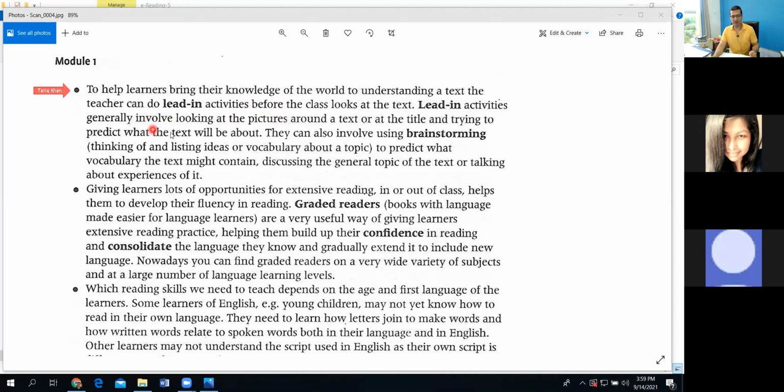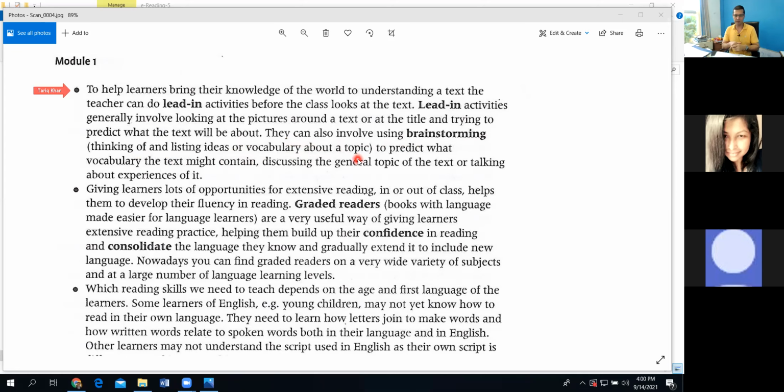Lead-in activities generally involve looking at the picture around a text or at the title and trying to predict what the text will be about. They can also involve using brainstorming. Brainstorming means thinking about and listing ideas or vocabulary about a topic. Brainstorming is when we give our opinion about the topic. Everyone, so okay, we say brainstorm this topic, meaning each and everyone tells their own opinion.